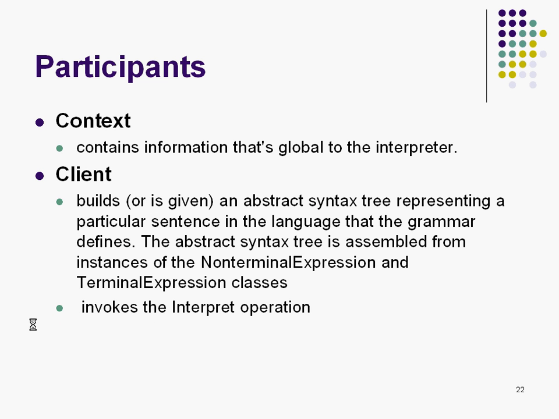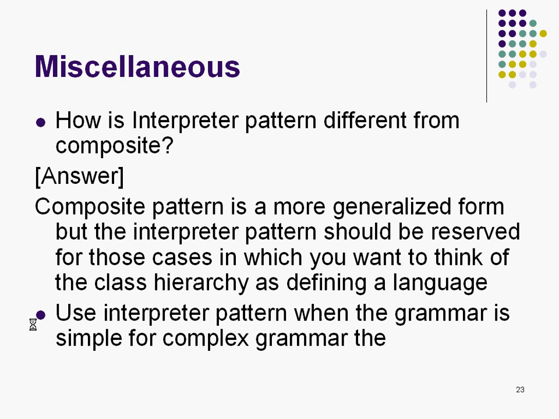Context contains information that's global to the interpreter, and the client builds or is given an abstract syntax tree representing a particular sentence in the language that the grammar defines. The abstract syntax tree is assembled from instances of non-terminal expression and terminal expression classes, and the client invokes the interpret operation. So, question: how is the interpreter pattern different from composite?